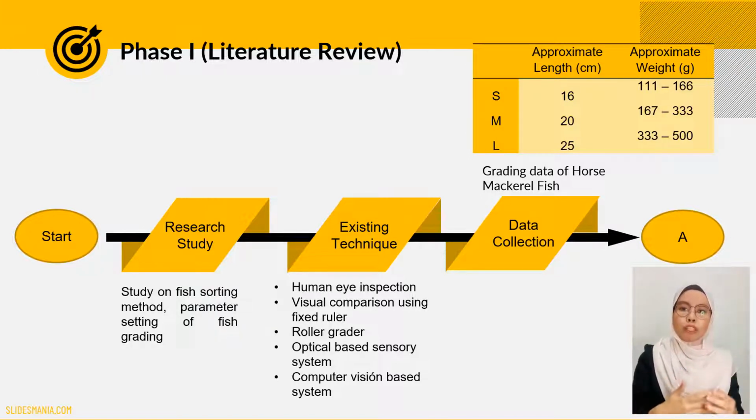grading and sorting fish that are commonly used, including human eye inspection and estimation, visual comparison against a fixed roller grader, optical based sensory system, and a computer vision based system. A horse mackerel was chosen for this study, and the table shows the grading data of fish size, which are size S, M and L with their approximate length and weight.